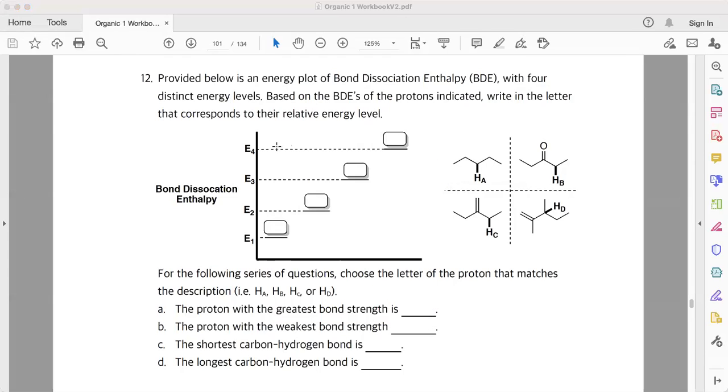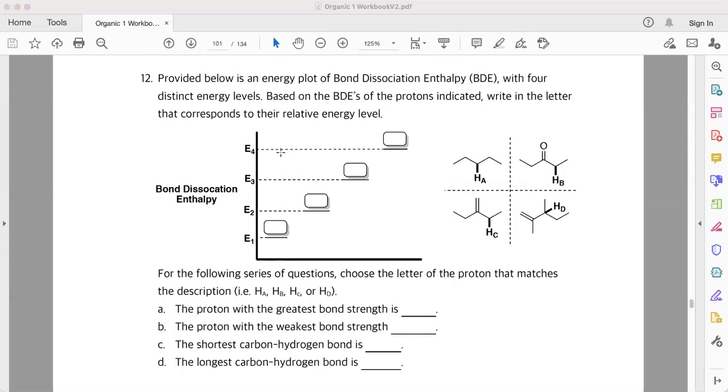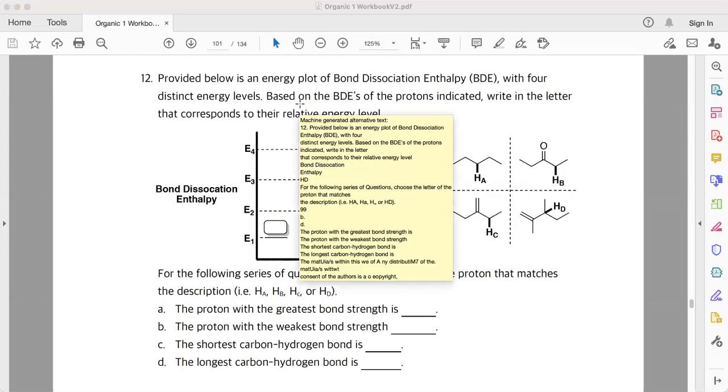What is that popping up? Do you see that? Whoa, it's so weird.